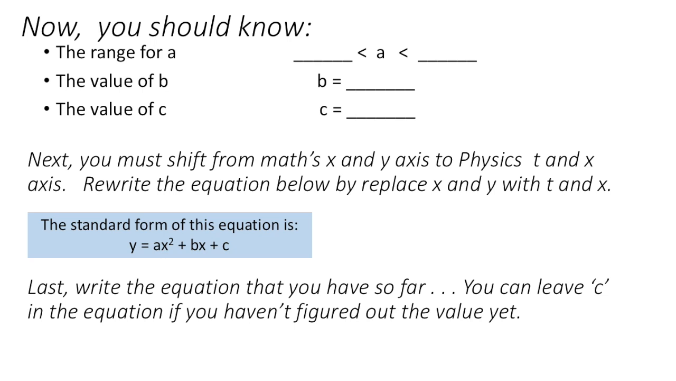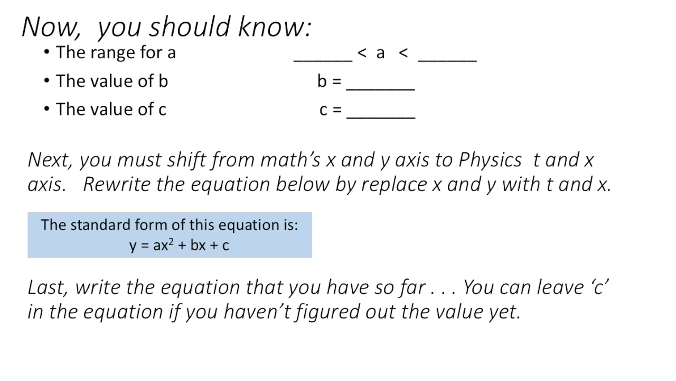So your task right now is to rewrite the equation y equals ax squared plus bx plus c using instead t for the horizontal axis and x for position as the vertical axis. So do that first. Then in that equation, go ahead and drop in the values that you have determined for b and c. And if you're unsure yet about the value of a, then you can just leave an a in there for now. We've made lots of progress.